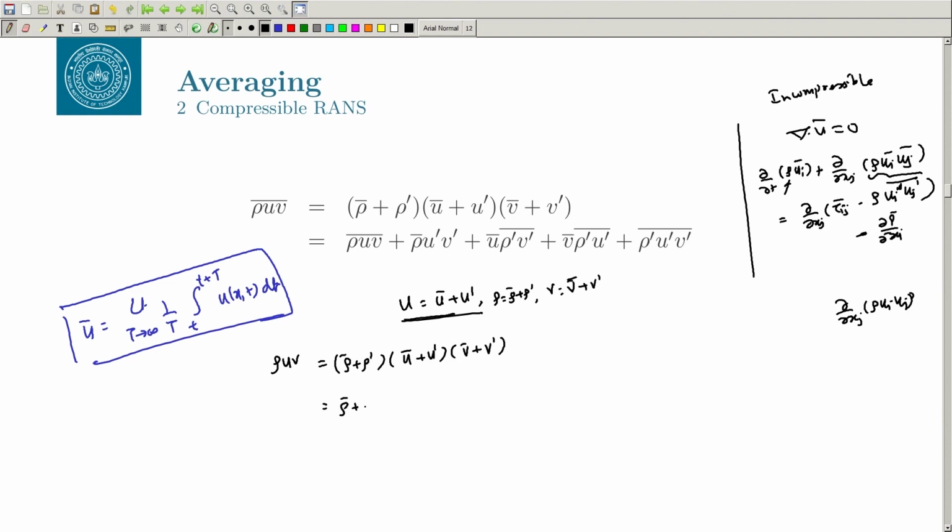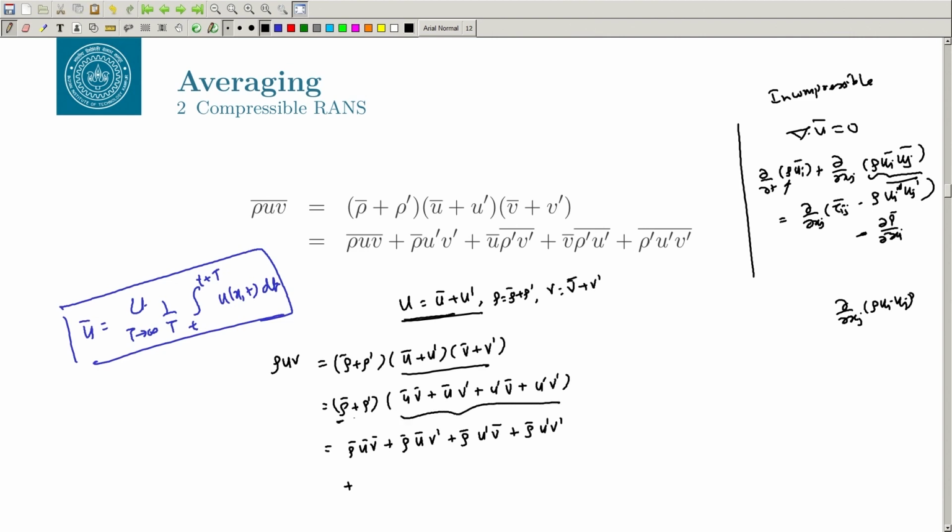Let us work this out. Rho bar plus rho prime times u bar v bar plus u bar v prime plus u prime v bar plus u prime v prime. Multiplying it out, this is rho bar u bar v bar plus rho bar u bar v prime plus rho bar u prime v bar plus rho bar u prime v prime. Then I multiply rho prime with all of them: rho prime u bar v bar plus rho prime u bar v prime plus rho prime u prime v bar plus rho prime u prime v prime. And then, as we did earlier, we need to take an average of this entire thing.